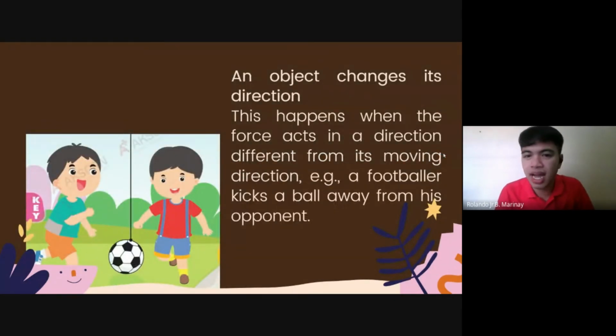The first way, an object changes its direction. This happens when the force acts in a direction different from its moving direction. For example, a footballer kicks a ball away from his opponent. Okay, when you play football, do you play football? Who plays football? Okay, when you play football and you kick the ball in a different direction, for example, the ball is rolling forward and then you kick it against its direction. So you're going to change its direction by applying force, okay?